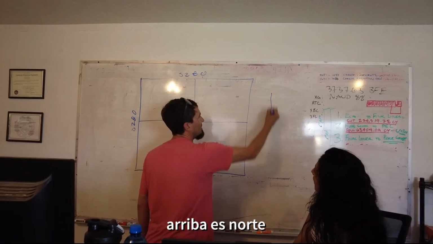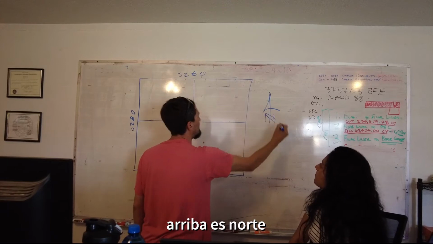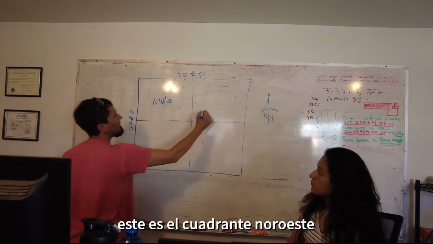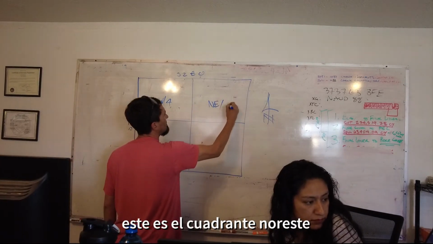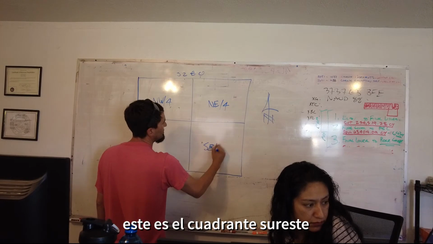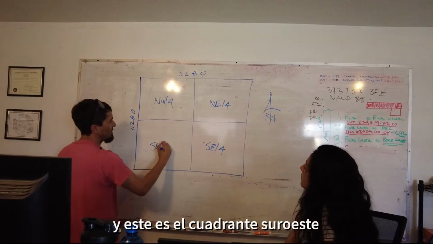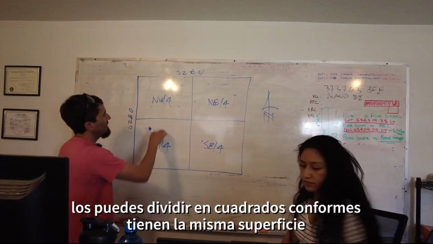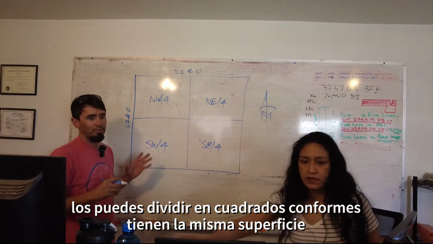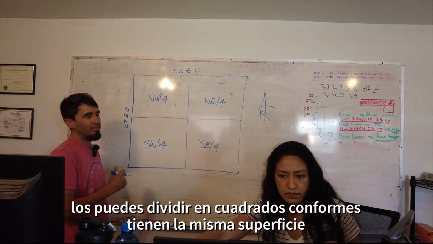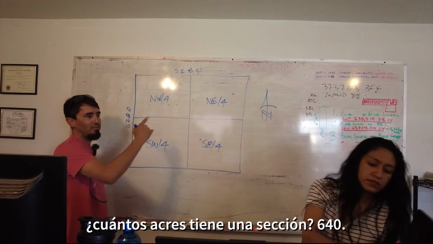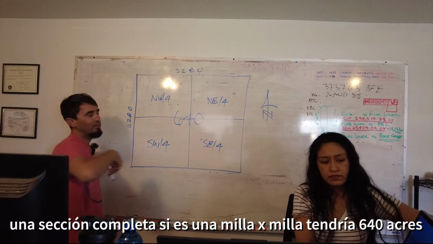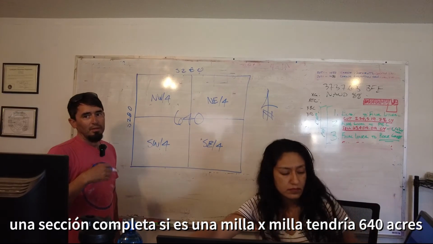So up is north, okay? This is the northwest quarter. This is the northeast quarter. This is the southeast quarter. And this is the southwest quarter. Okay? So you can divide things up into conformal squares that all have the same acreage. How many acres does a section have? 640, right? So a whole section, if it's a mile by a mile, has 640 acres.